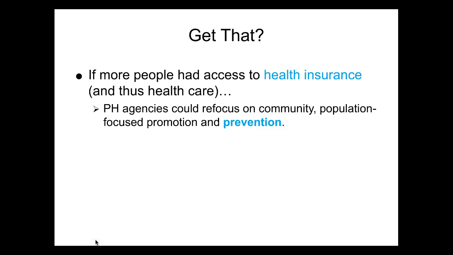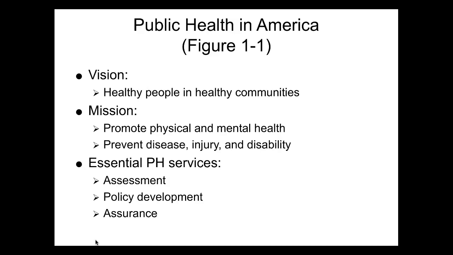All right, so if more people had access to health insurance and thus health care, we could refocus on community population promotion and prevention instead of this acute reactive response to health. So the more people who have health insurance, the more prevention and health promotion we can have.